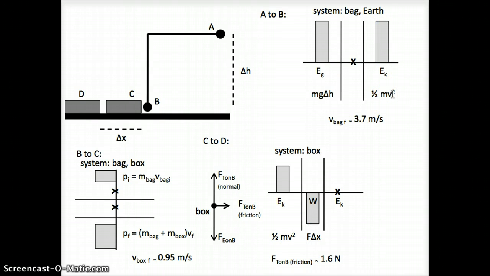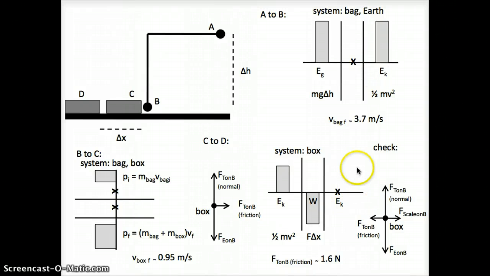And if you wanted to calculate the efficiency, say, of the collision between the bag and the box, you could do that by figuring out how much energy was in the system, or in this new system after that collision, and compare it to how much energy was in the system before, to calculate how much energy was lost or dissipated in that collision. So once we've done this, it's a fairly straightforward thing to calculate the coefficient of friction.